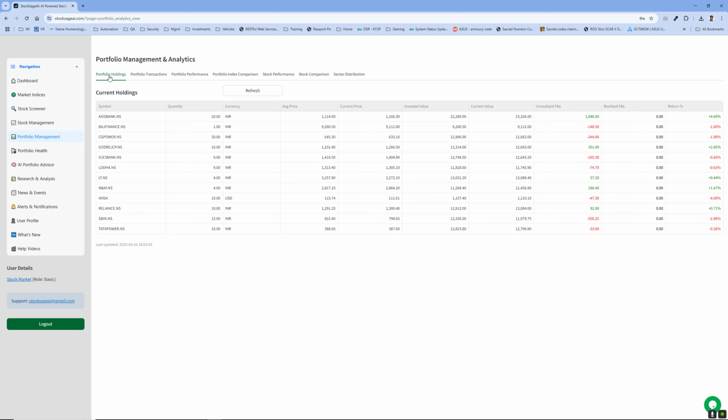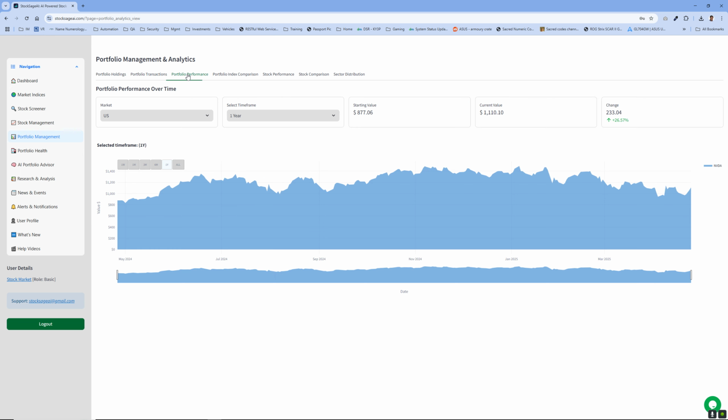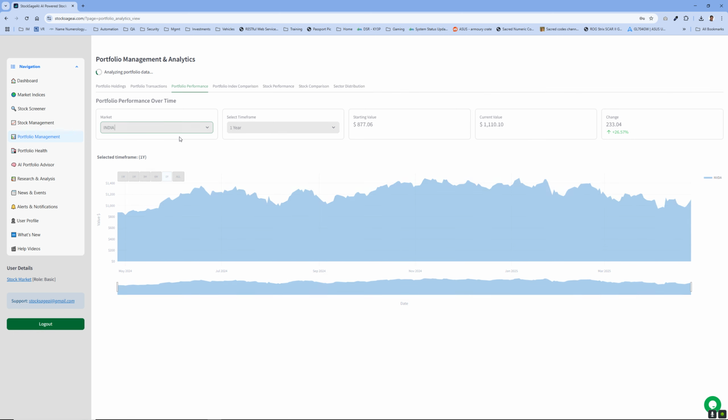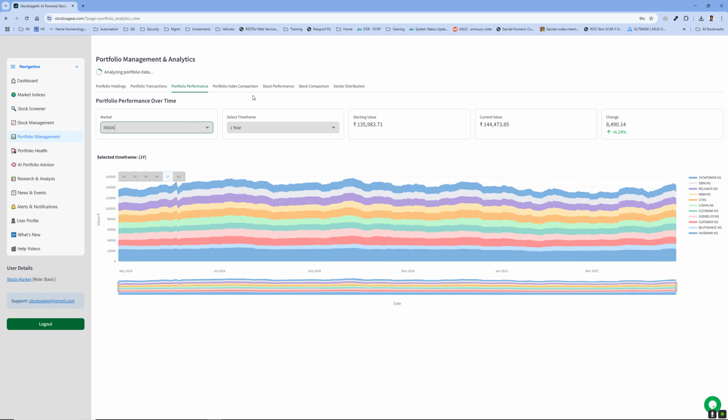I go to portfolio holdings. So now you can see NVIDIA is mentioned over here in USD, how much transactions have been done and the performance of it. Go to portfolio performance. You can see the performance of NVIDIA stock and what is the overall change. I can change to India from here, and it will showcase the values of Indian stocks over the same time frame, but in Indian rupees.